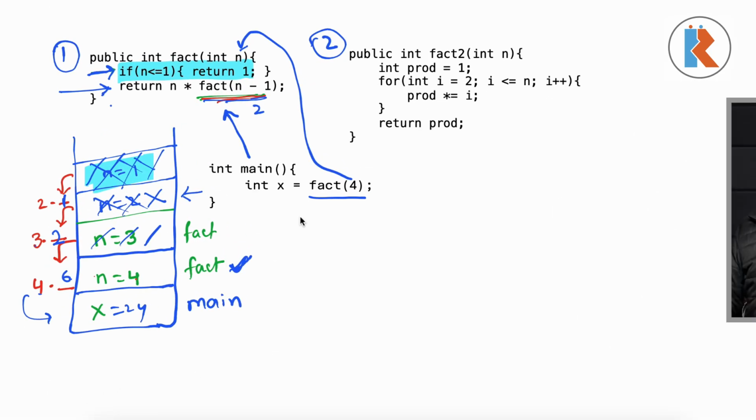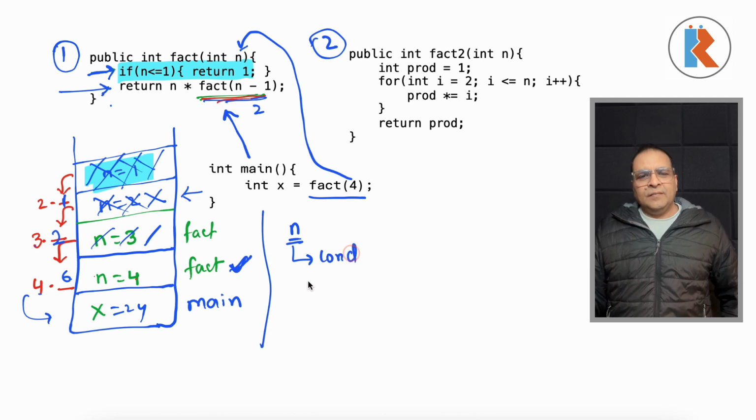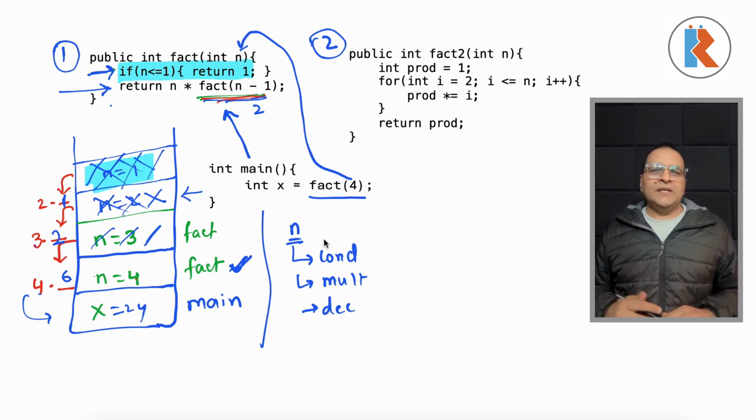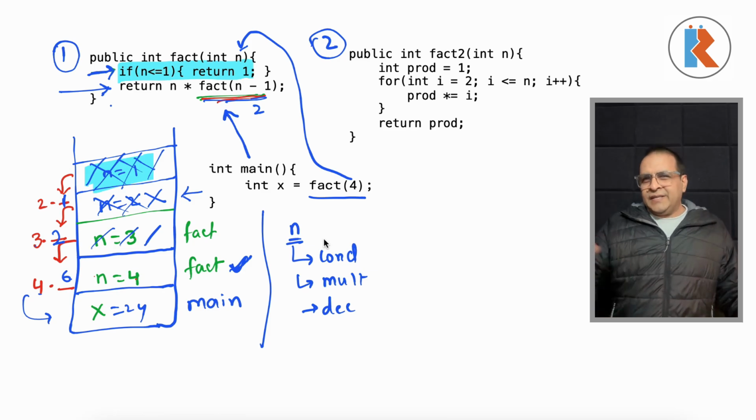Let's talk about the time complexity now. We can say that the function is called n times, and every time the function is called, it will perform one condition check, then it will call the function again, and then it will perform the multiplication. There is one decrement also because it will be doing n minus 1. So the condition check, the multiplication, the decrement, these operations are performed inside every stack frame.